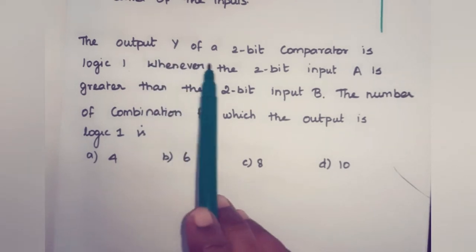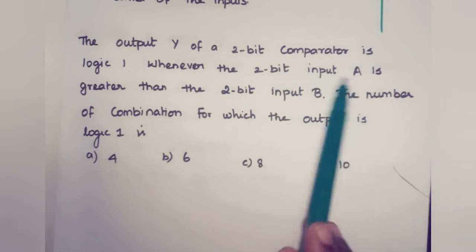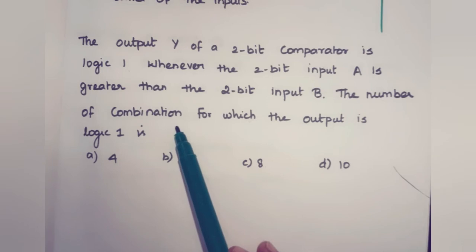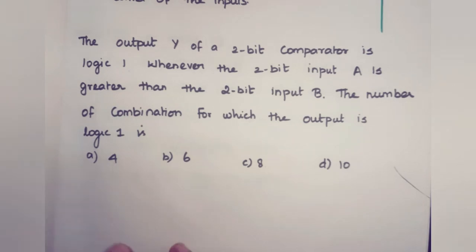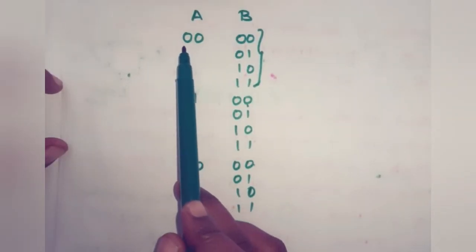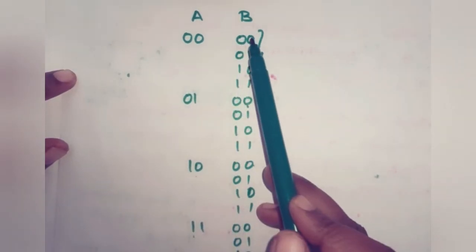The output Y of a 2-bit comparator is logic 1 whenever the 2-bit input A is greater than the 2-bit input B. The number of combinations for which the output is logic 1. So the condition is that the output is logic 1 when A is greater than B, and both inputs are 2-bit numbers. Let us take the combinations. A is a 2-bit number, so the possible combinations are 00, 01, 10, 11. B is also a 2-bit number.